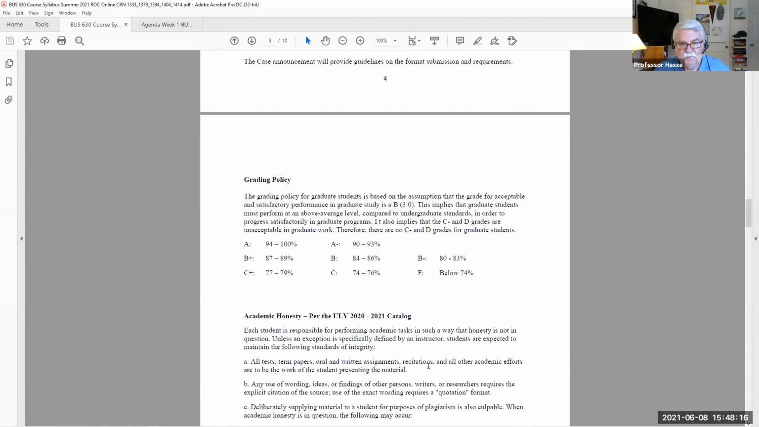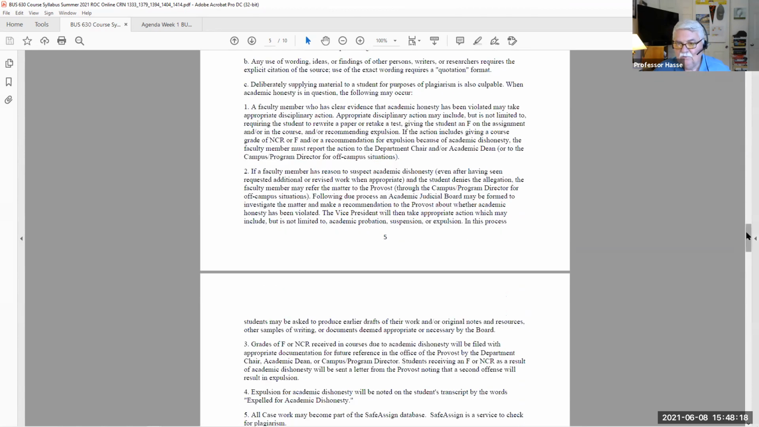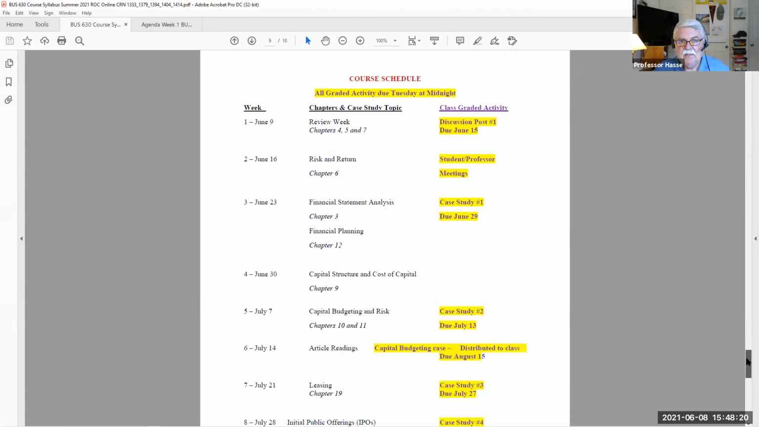And probably the most important area is naturally our course schedule and syllabus. And here it is right here, where our due dates are. Our work is due every Tuesday. Every Tuesday is when our graded work, discussion posts, case studies, papers, all that is due.